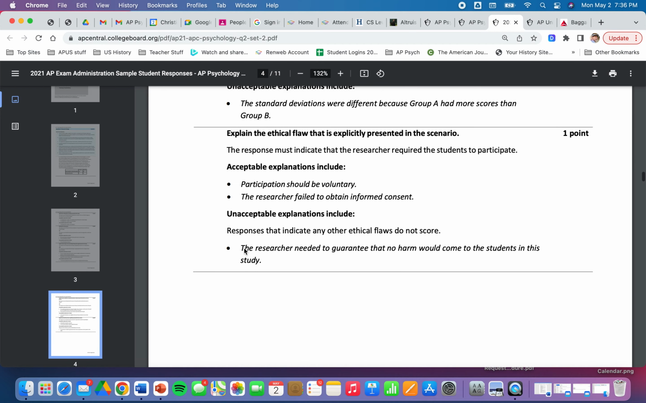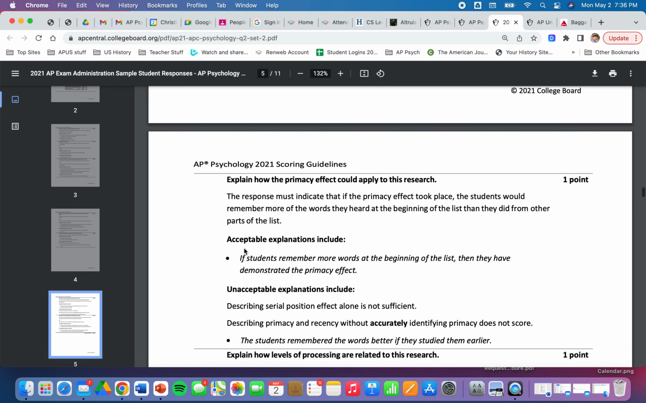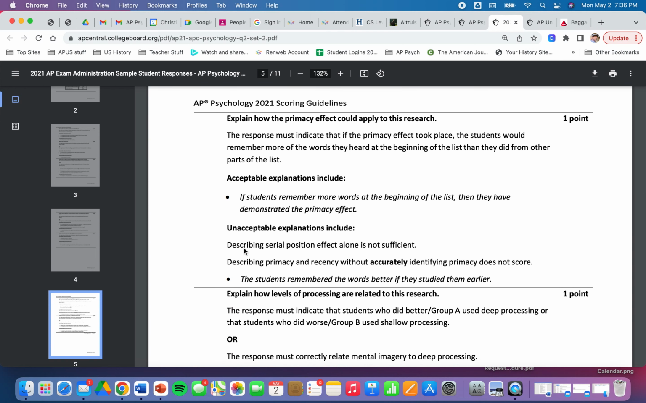Versus a poor answer would have been: the students remembered the words better if they studied them earlier. That wouldn't have worked. Or if you put the words at the end, that wouldn't have worked. So keep that in mind. It doesn't have to do with studying them earlier. It has to do with the words at the beginning of the list. Okay, that's primacy effect.